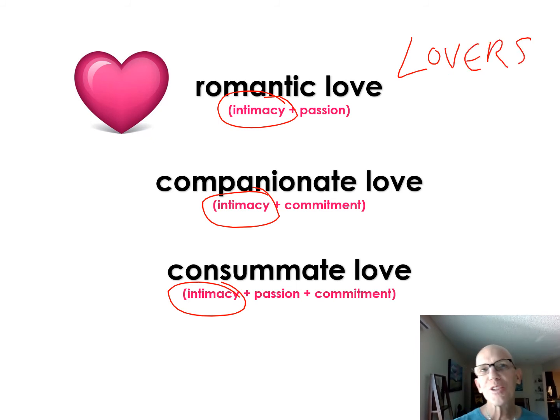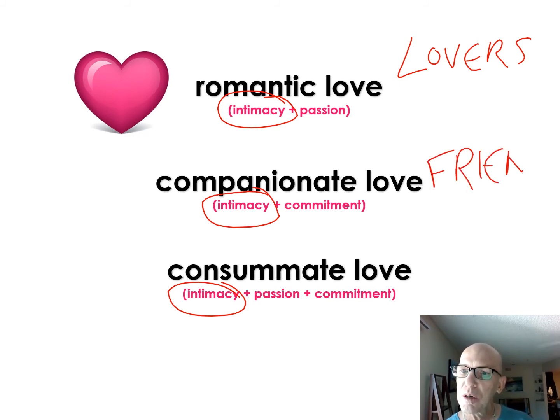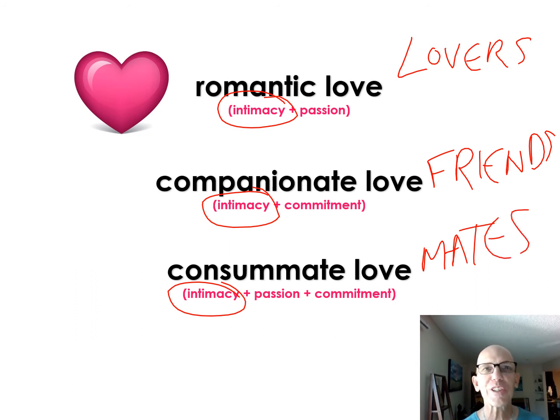Might not be suited for the long run, Romeo and Juliet, but you're passionately and torridly in love with each other and know each other. Companionate, that's friends, but we talked about the arranged marriages, right? And then this right here is to me, mates, your soulmates, or whatever you want to call it. You get the whole enchilada. Okay, so that's how intimacy kind of comes into play right there.